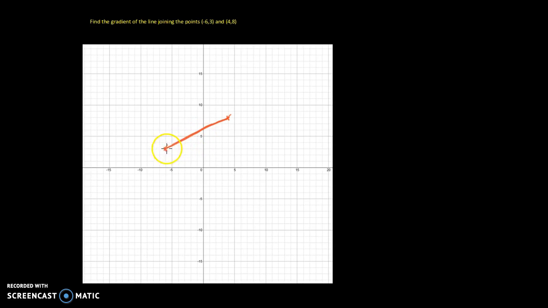So one way we could do it is we could draw in a right angle triangle. And you should be familiar by now that measure of gradient is up over along. And the letter we use to signify gradient is the letter M. So what we're going to do here, we're going to count the boxes and we're going to plug it into this little formula. So boxes up in the right angle triangle, 1, 2, 3, 4, 5.